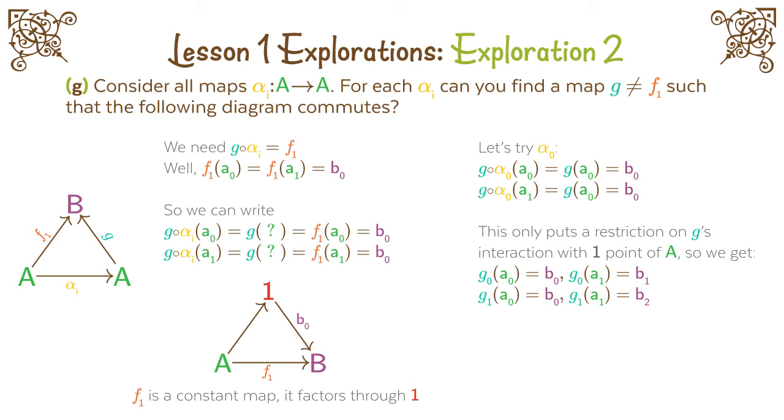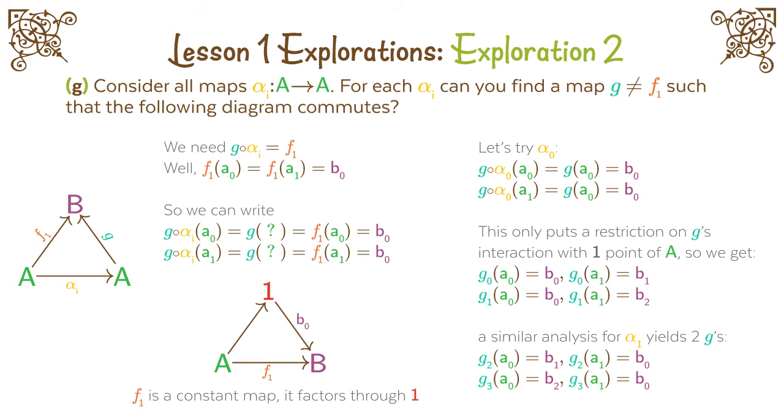G0 of A0 is equal to B0, G0 of A1 is equal to B1, and G1 of A0 is equal to B0, and G1 of A1 is equal to B2. A similar analysis on alpha 1 will yield two G's that satisfy its relation. G2 of A0 is equal to B1, and G2 of A1 is equal to B0. And G3 of A0 is equal to B1, and G3 of A1 is equal to B0.